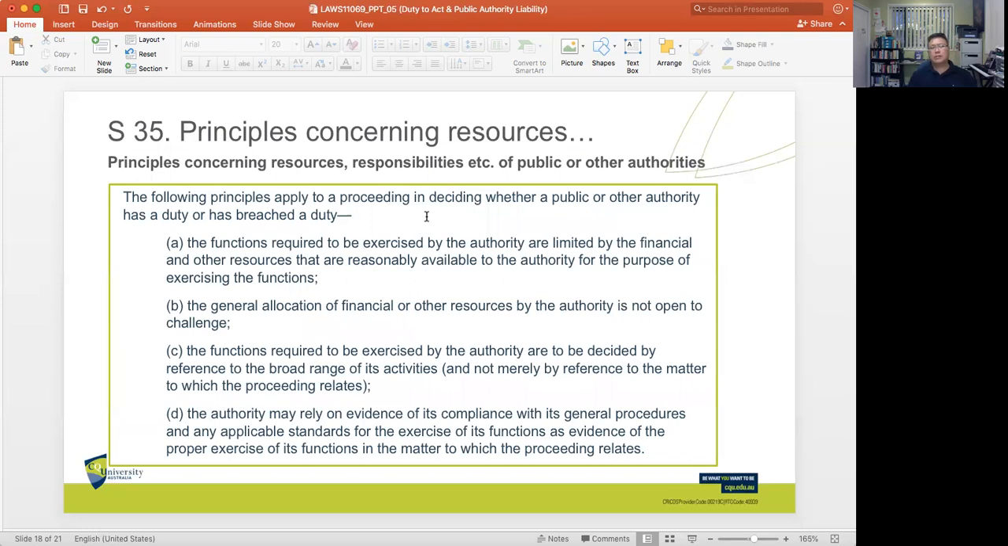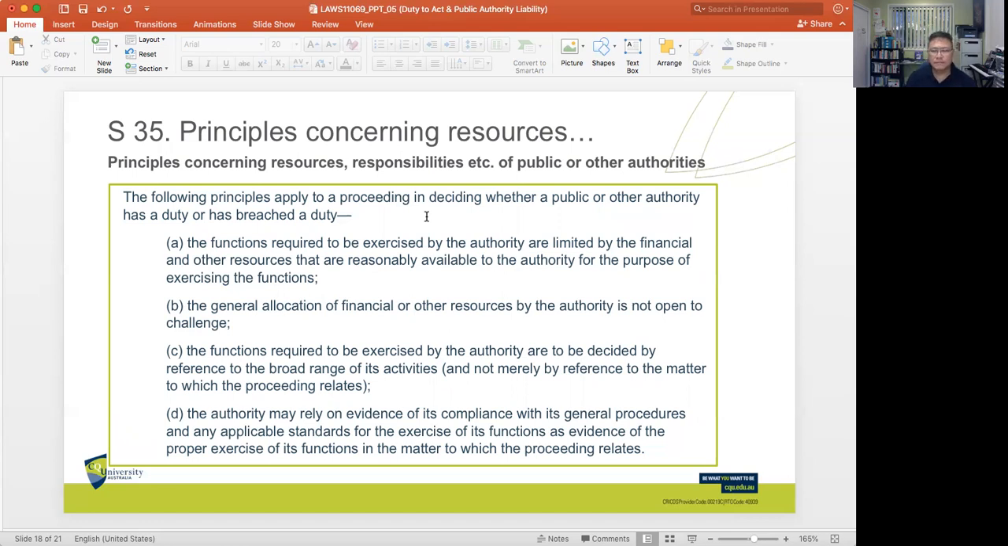Okay, so we talked about Section 35 of the Civil Liability Act, Queensland, and under that particular statute, Section 35 provides for principles concerning resources, responsibilities, etc., of public authorities. So it says that the following principles apply to a proceeding in deciding whether a public or other authority has a duty or has breached a duty. It has functions required to be exercised by the authority, which are limited by the financial and other resources, questions about allocation of financial and other resources, questions about a reference to a broad range of issues, and so on.